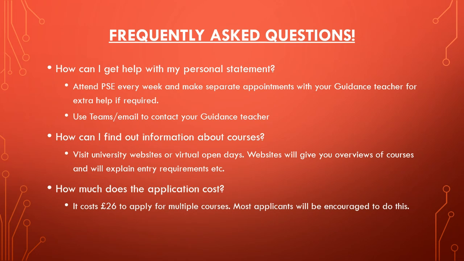And how much does the application cost? So the application costs £26 to apply for multiple courses. So you can apply for up to 5 courses. There is an option to only go for 1, which is a bit cheaper, but we wouldn't advise that. That's putting all your eggs in one basket. You're best to go for 5. You might have your heart set on 1, but it's always good to have a backup set in there.